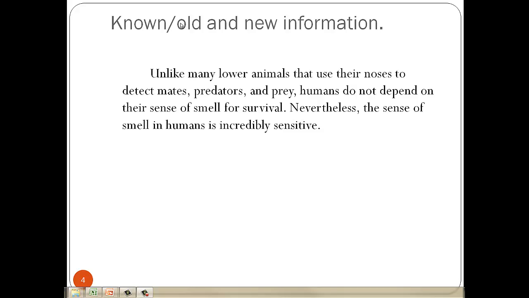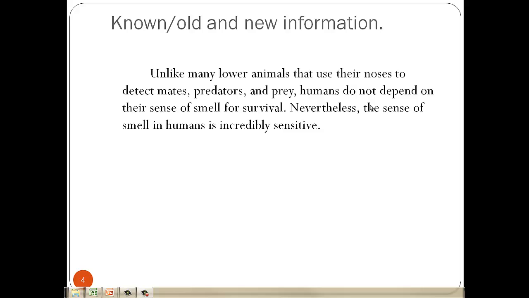So if we look here for the known, it starts, "Unlike many lower animals that use their noses to detect mates, predators, and prey, humans do not depend on their sense of smell for survival." So you can see there's a pretty long introductory clause. Don't let that mislead you. The subject here, the thing that does not depend on its sense of smell for survival, is humans. And therefore humans is the known of the paragraph. That's the main idea. That's what the whole rest of the paragraph will be about.